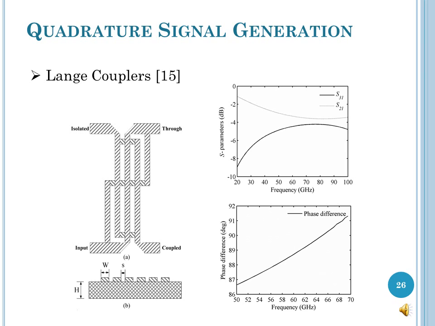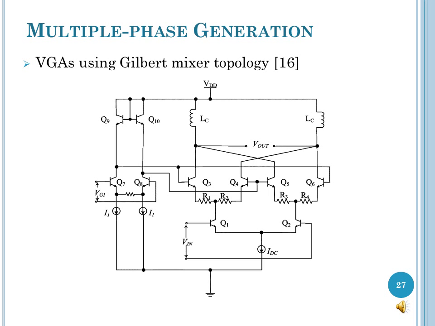The plot at the top gives the gain and the plot at the bottom shows the phase difference between the signals from the through and coupled ports. It can be observed that the phase difference varies linearly in the bandwidth of interest from 57 to 64 GHz, and this is because the coupler is designed to be of length lambda by 4 at the center frequency of 60 GHz.